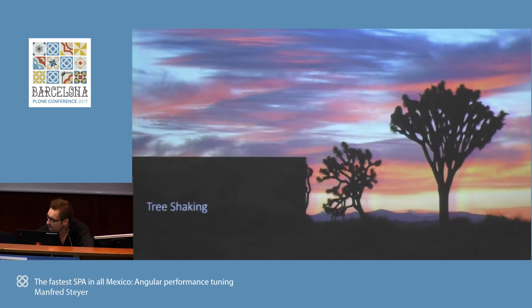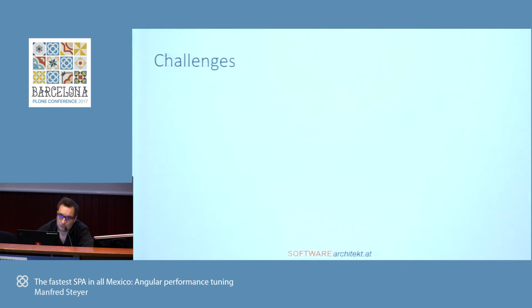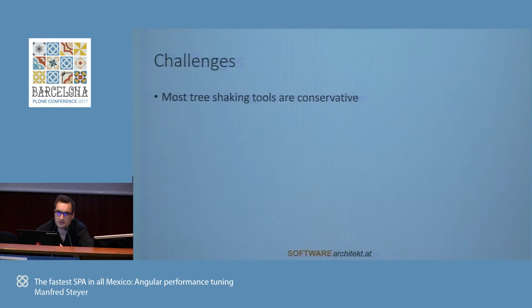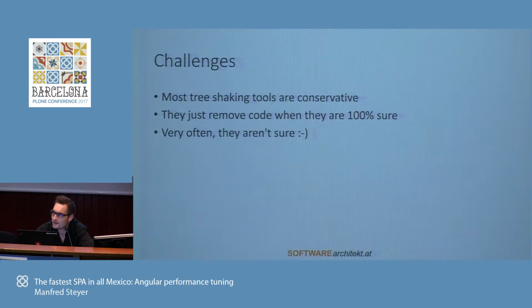Okay, let's talk a bit more about tree shaking. There are some challenges when it comes to tree shaking, when it comes to removing unneeded parts of the application. And the biggest challenge is that most tree shaking tools are quite conservative. That means they are just removing code when they are 100% sure. And as a matter of fact, very often they aren't sure. And so they tend to keep the code in the bundle. They aren't removing it just to be on the safe side.